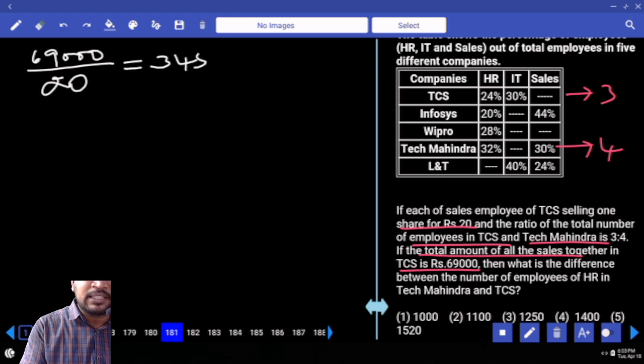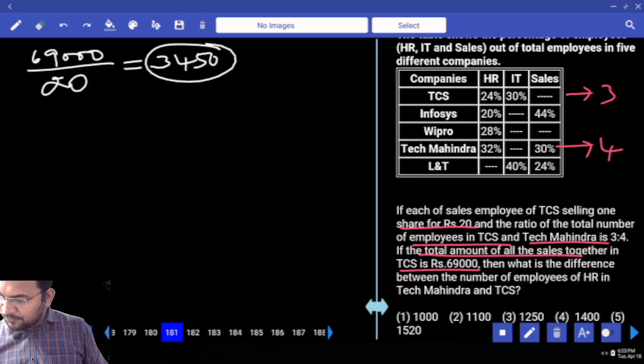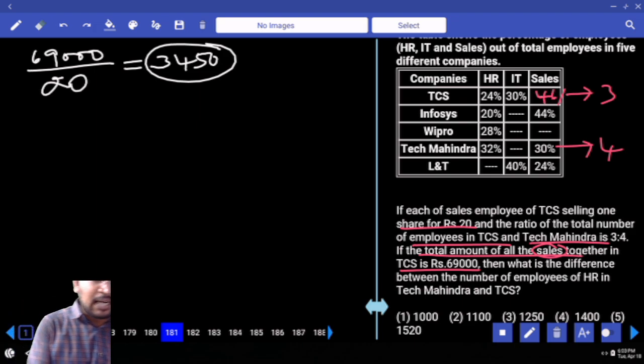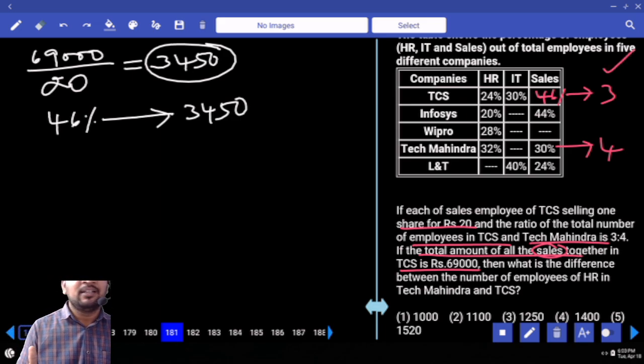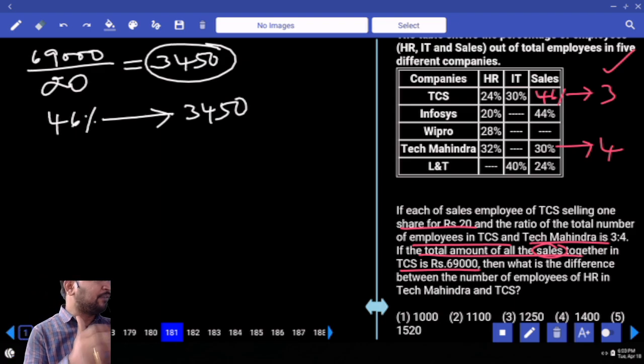3,450. This 3,450 is which company? TCS. Which department? Sales. TCS sales, how much percentage? 46. Therefore 46% is 3450, then we can get 100%. That 100% will be equivalent to 3 parts. 3 parts is that much, and 4 parts also it is possible to find out. All of you clear?